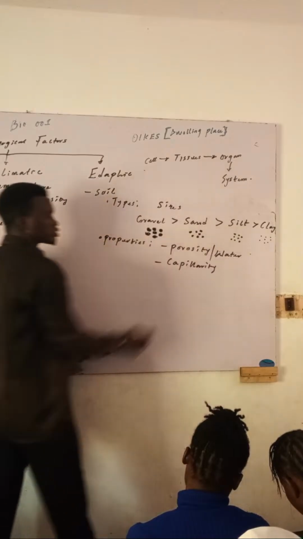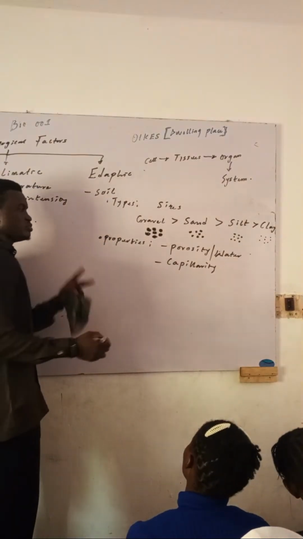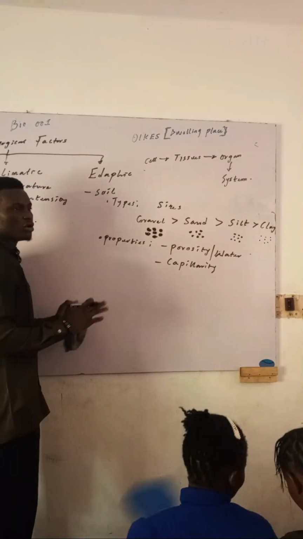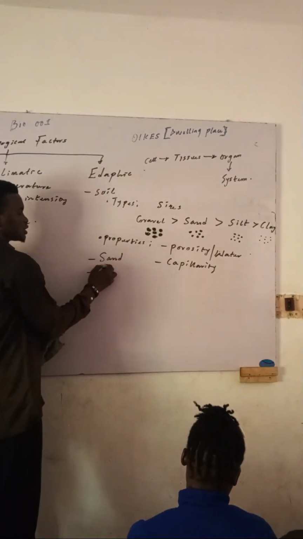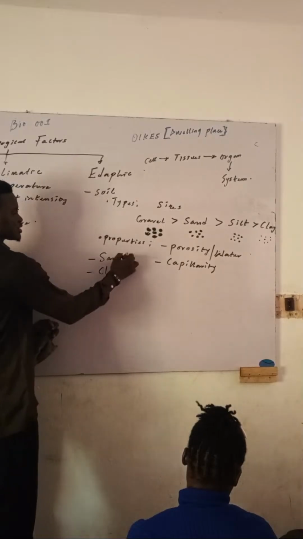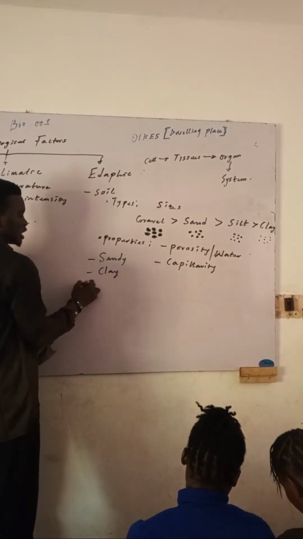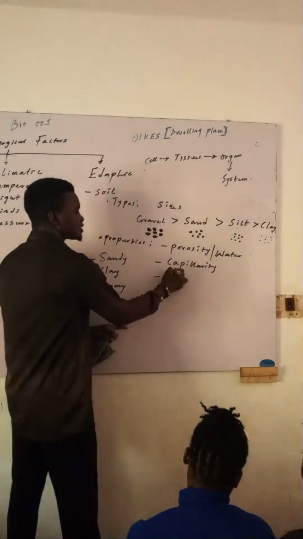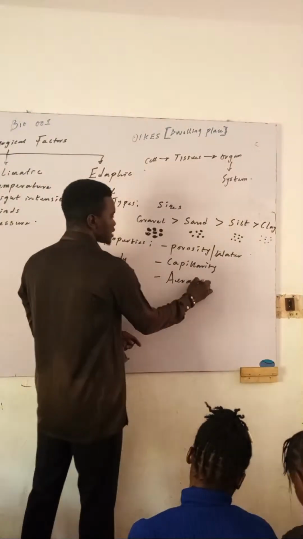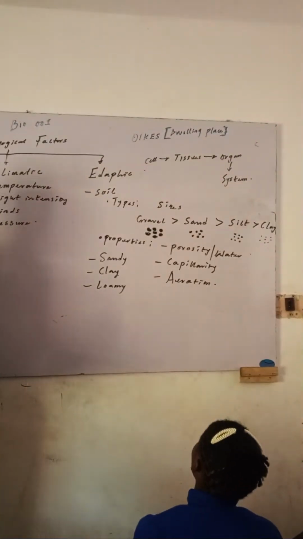But in order to study this property, we are going to be focusing majorly on three types, depending on what we want to focus on, which is sandy soil, clayey soil, and loamy soil. So capillarity, aeration, and the likes. I will explain all of these things in the next class.